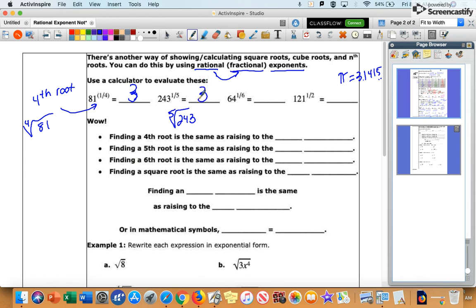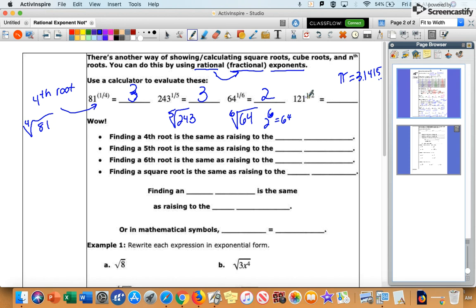What times itself 6 times? So this is the same thing as taking the 6th root of 64. So you might just remember that one, that 2 times itself 6 times was 64. So if you want to punch that into your calculator, you certainly can. But 64 to the power of 1/6 is 2. And conversely, 2 to the power of 6 is 64. So if you want to reverse that.